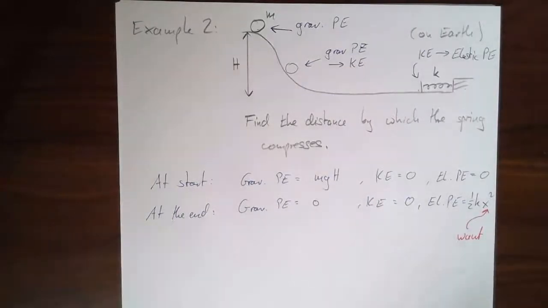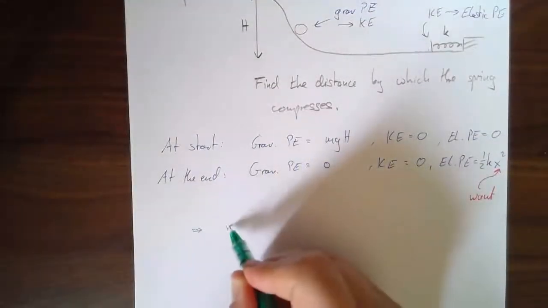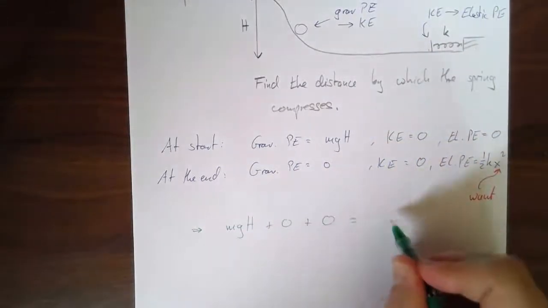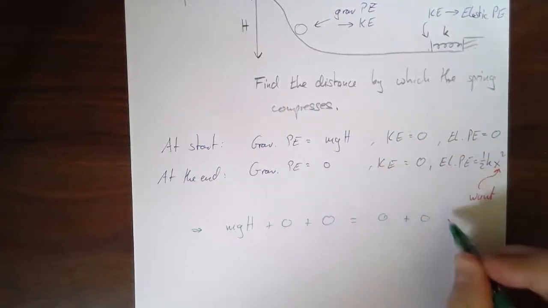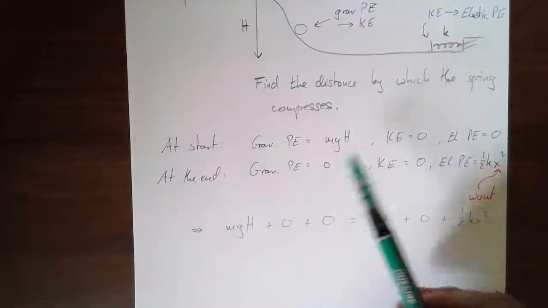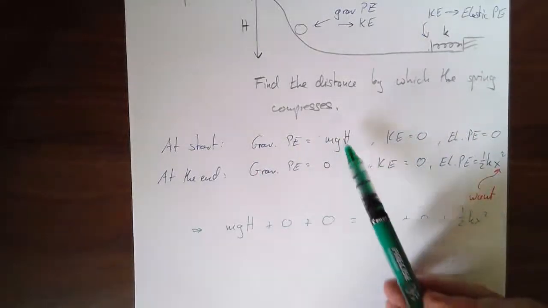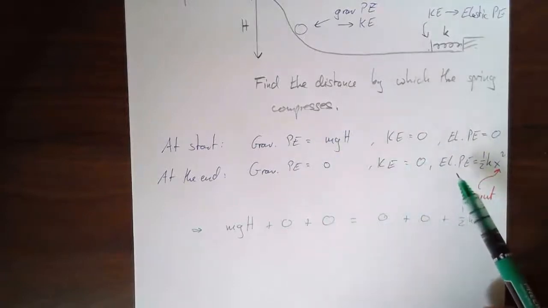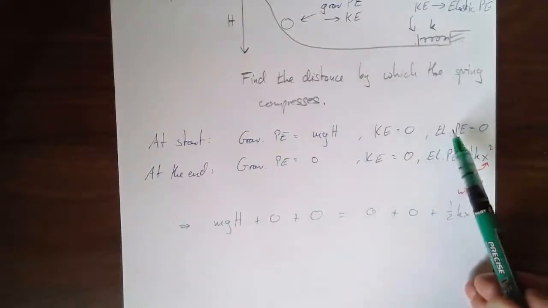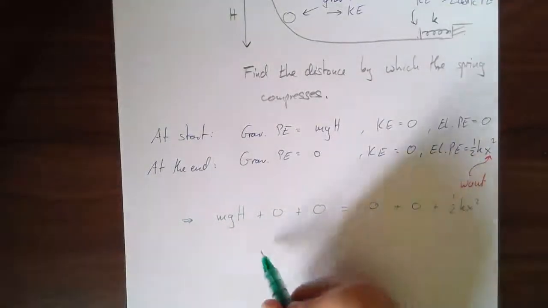So let's use energy conservation. It means mgh plus 0 plus 0 is equal to 0 plus 0 plus 1/2 kx squared. Now why am I writing down all those zeros? Just to make explicit that energy conservation means total energy before and after is the same. I'm not saying gravitational potential equals elastic potential. That's kind of what it's going to end up being. But fundamentally I'm saying the total initial energy is the total final energy. But of course all the zeros are just zeros.